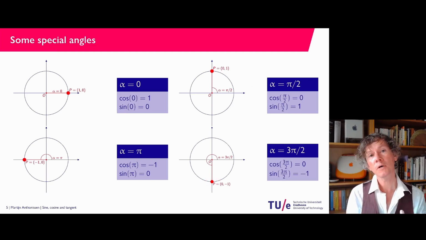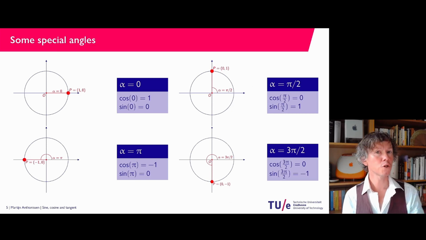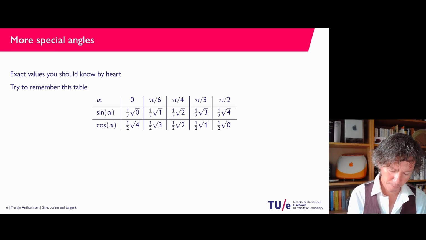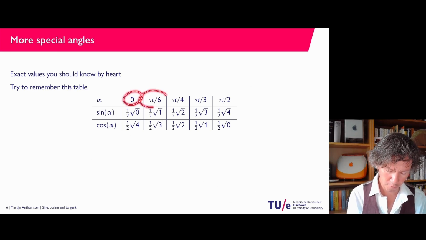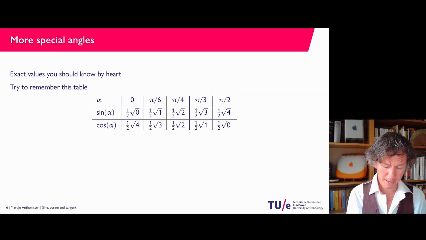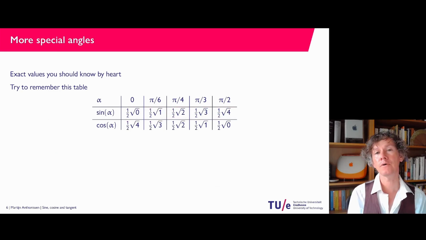So already some special angles. There are a few more that you should know by heart. And you can easily remember, because if you remember the angles, 0, pi over 6, pi over 4, pi over 3, and pi over 2, then the sine values are half square root of 0, half square root of 1, half square root of 2, half square root of 3, half square root of 4. And then the cosine values are the same values but read in the other direction.